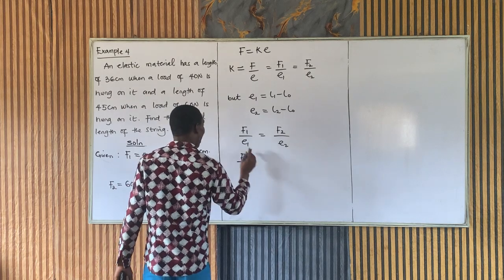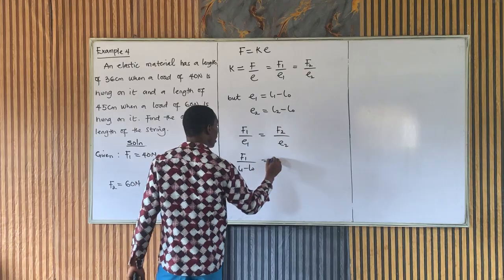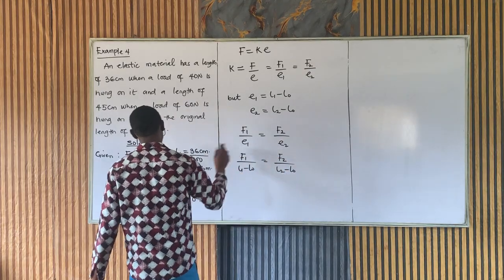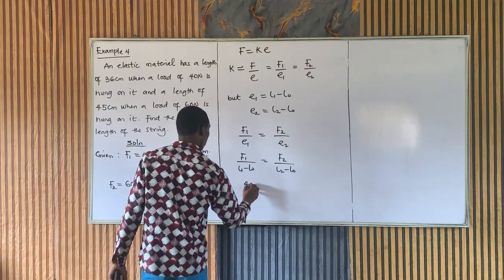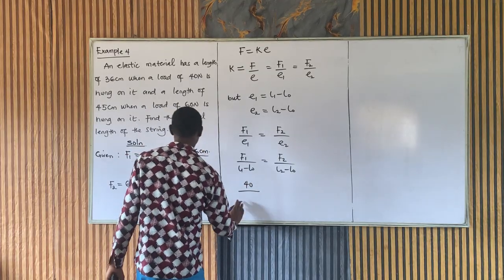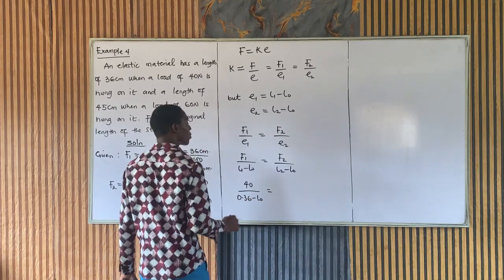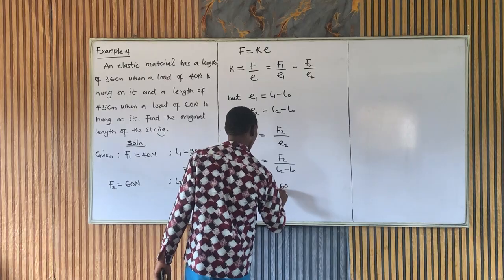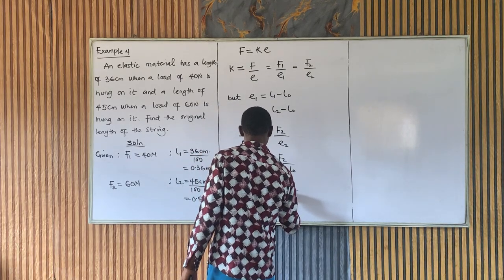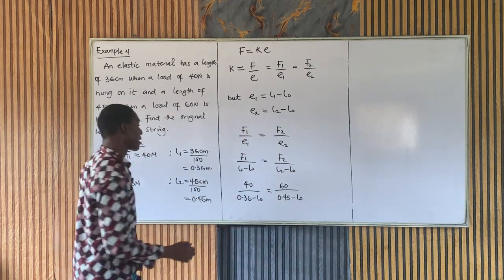Our F1 over e1 should be replaced with L1 minus L0, and e2 should be replaced with L2 minus L0. What's our F1? That is 40 over L1 minus L0, where L1 is 0.36, is equal to F2, 60, over L2, which is 0.45, minus L0. And so this is it now. We can now cross multiply.